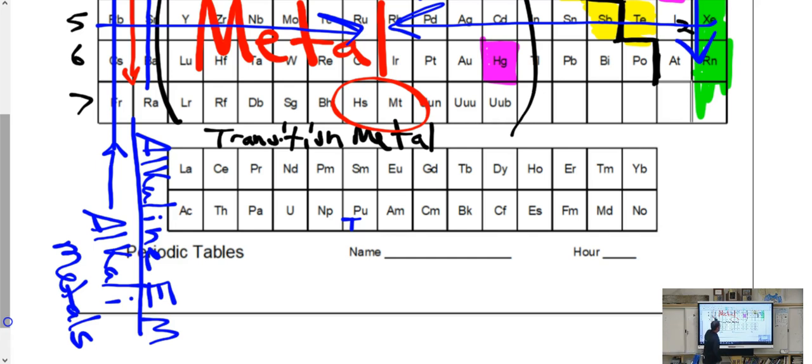Okay, family 7. So we skip all the way over here now. Family 7 is called the halogens. H-A-L-O-G-E-N-S. Halogens or halogens. Have you heard that word before? Yes. Where? Jimmy Neutron. Okay, besides Jimmy Neutron.